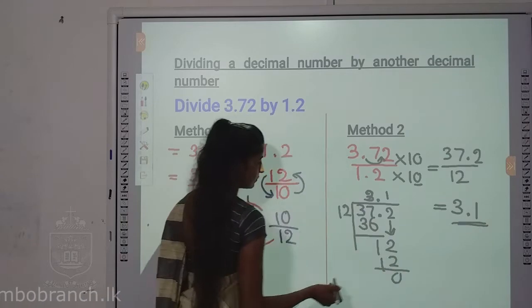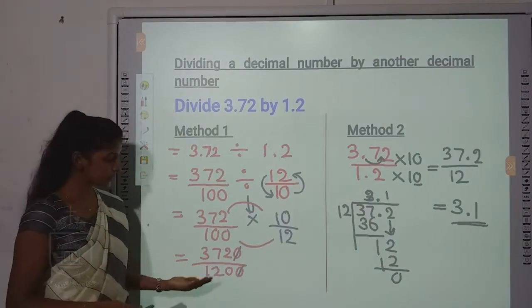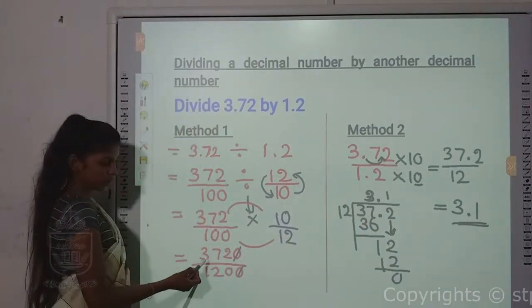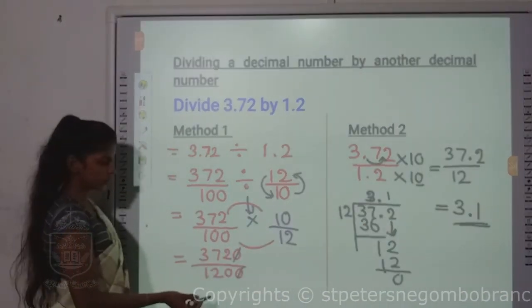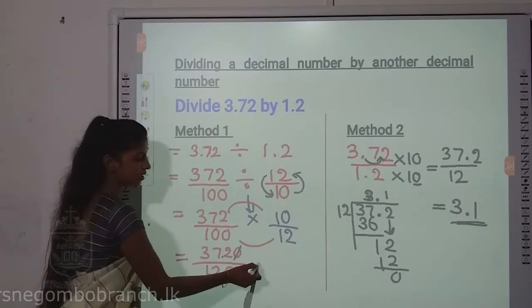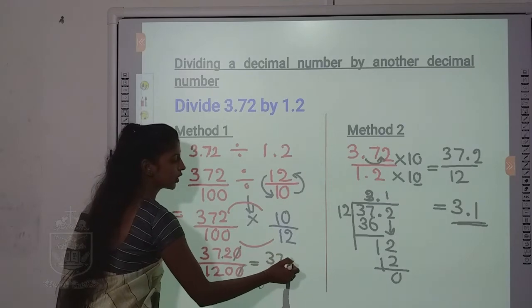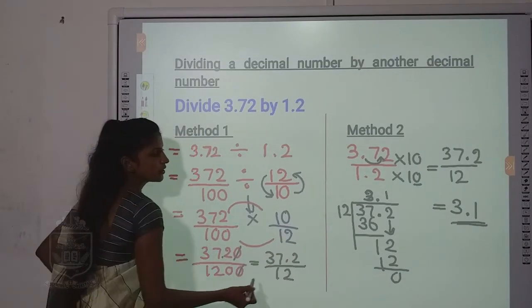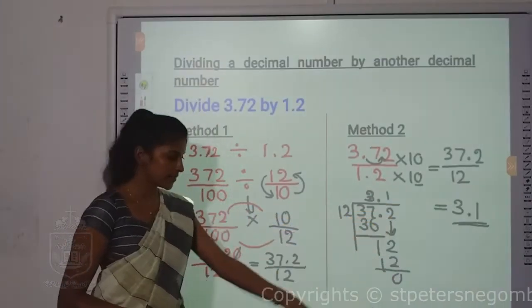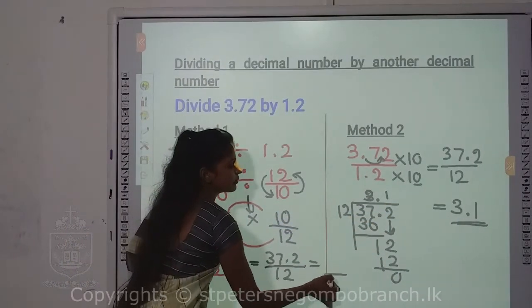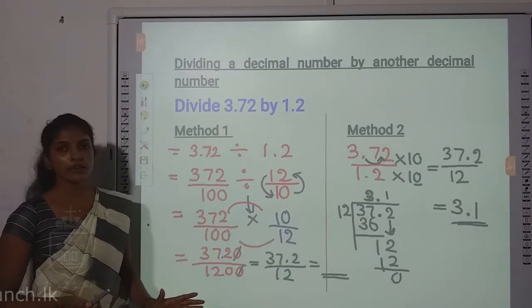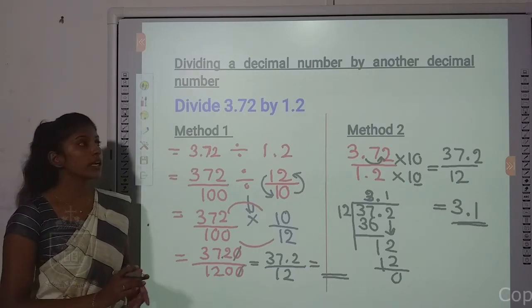So, you can see in method 1, I stopped there, but it is the same. Here you divided 37.2 by 12, but there 372 by 120. So, 10 means you can convert it to 37.2 by 12. Same step. So, you will get the same answer. Decide what is the easy method for you, either method 1 or method 2. So children, this is the way of dividing two decimal numbers.